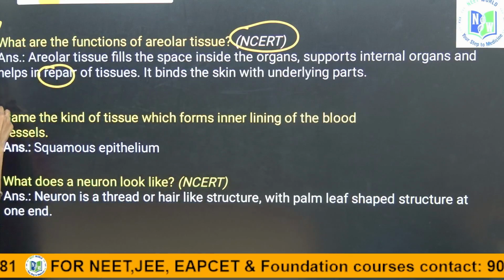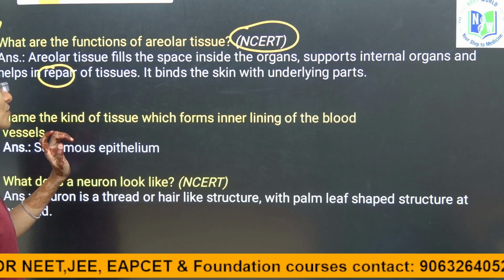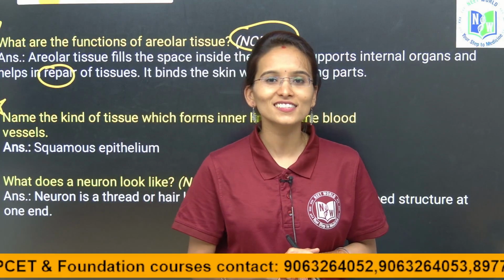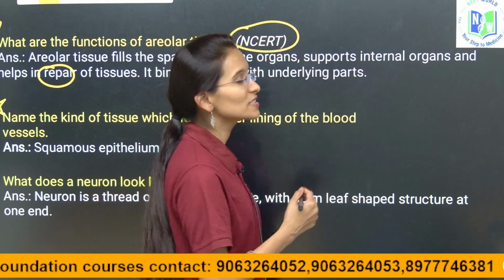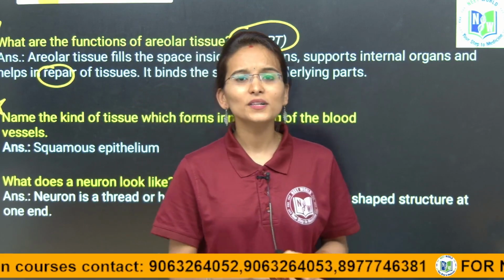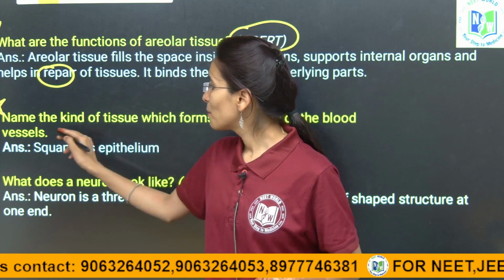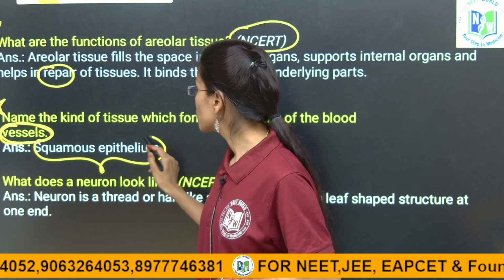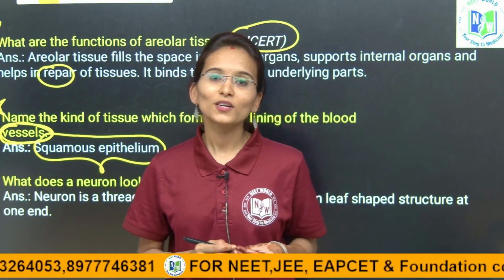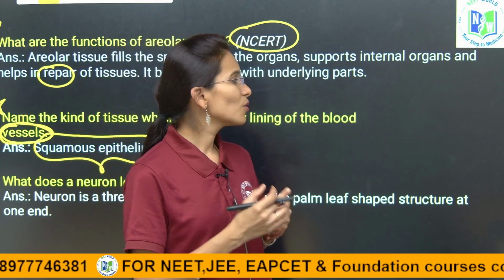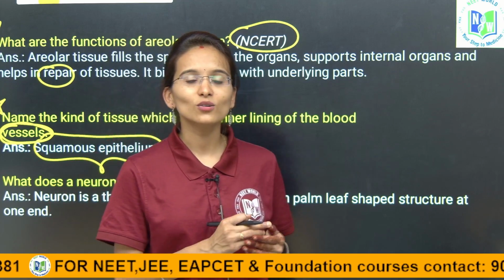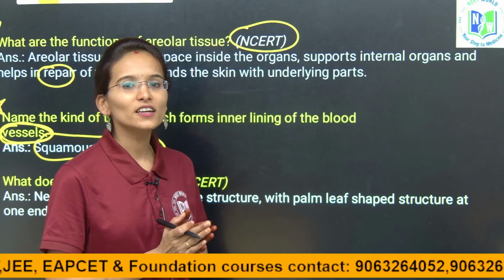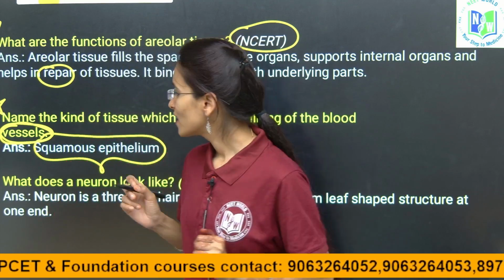Next, the second question: name the kind of tissue which forms the inner lining of the blood vessel. As I said in the previous session itself, it is the simple squamous epithelial cells. Why are simple squamous epithelial cells present inside the blood vessels? Because inside the blood vessels no complex functions take place. Simply the exchange of materials occurs. That is the reason it is arranged only with the help of simple squamous epithelial cells.